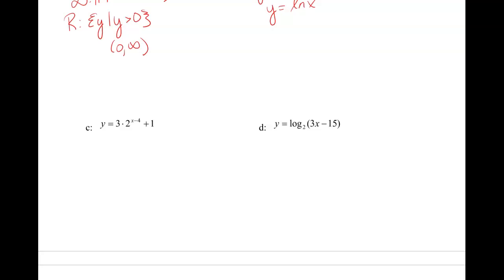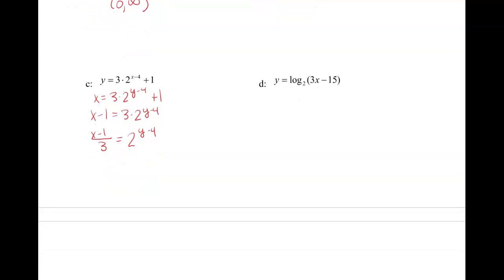On C, I've got to change my x and my y, so I've got x is equal to 3 times 2 to the y minus 4 plus 1. Need to solve for y now, so I should get now x minus 1 is equal to 3 times 2 to the y minus 4. Divide everything by 3. I should get x minus 1 divided by 3 is equal to 2 to the y minus 4. Okay. Now I'm good to take some logarithms.